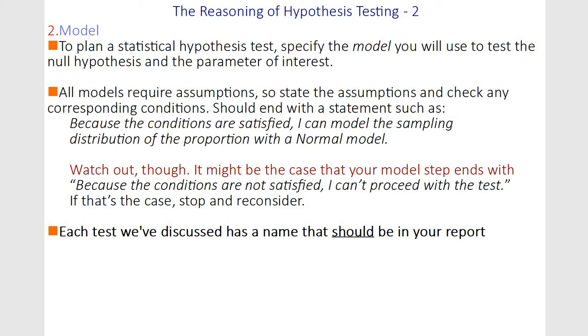So the second part. After we label our hypotheses, we do our model. So we always have assumptions that we have to check first. I'm sorry, we have to state the assumptions and check the conditions. So we always should end it with some kind of statement: because the conditions are satisfied, I can model the sampling distribution. That's how you should always write it when you do a free response question.